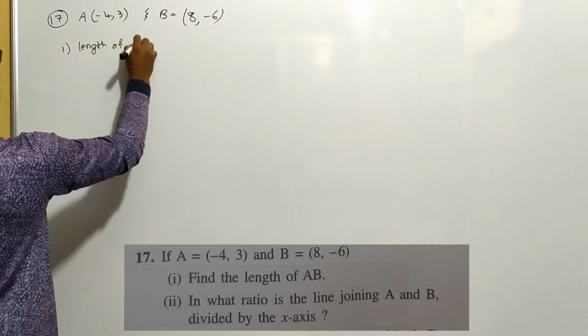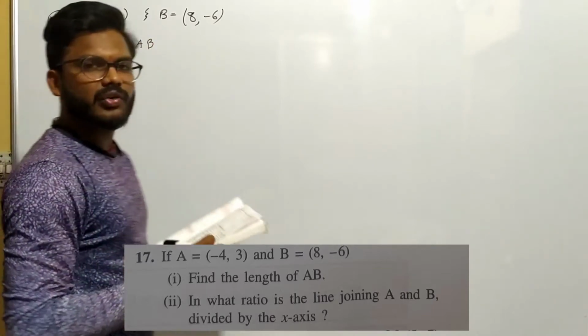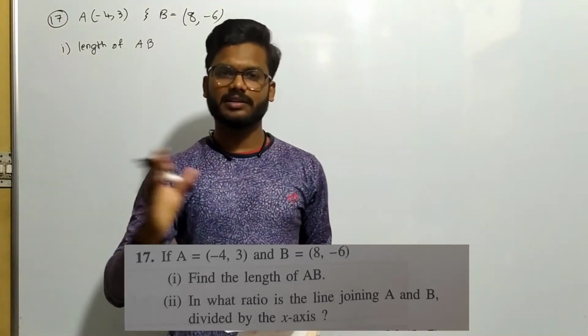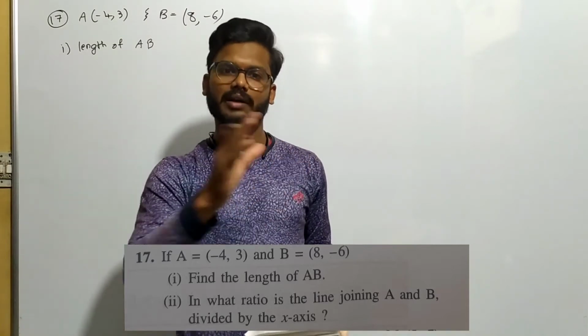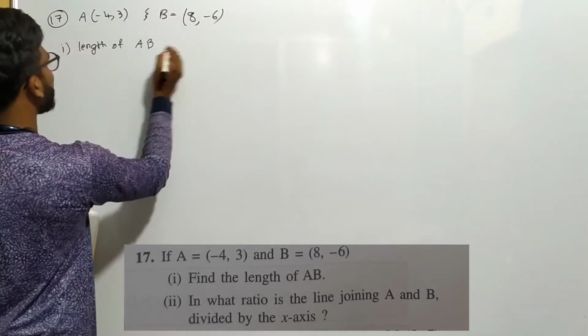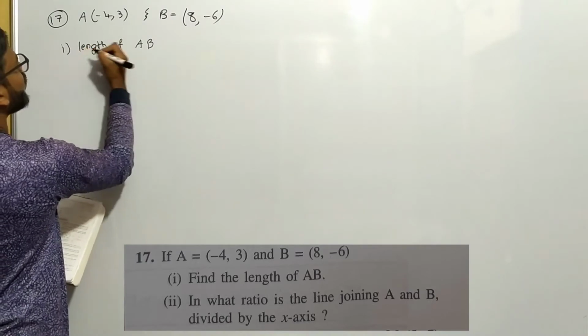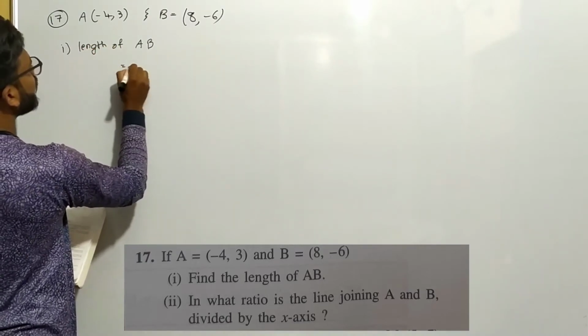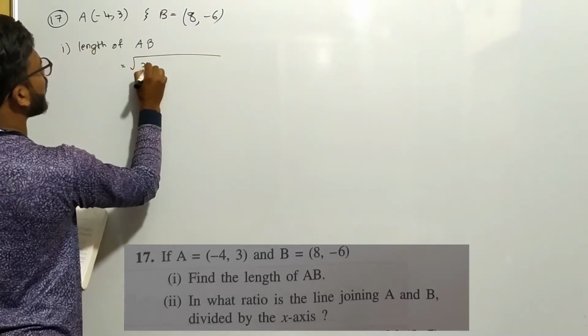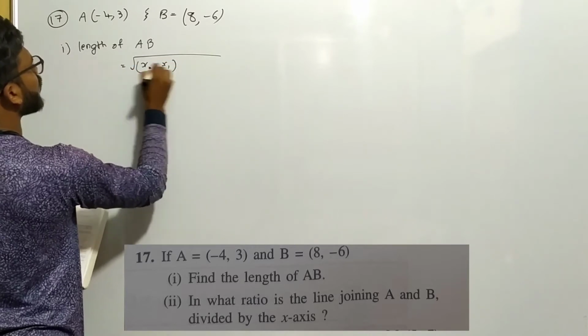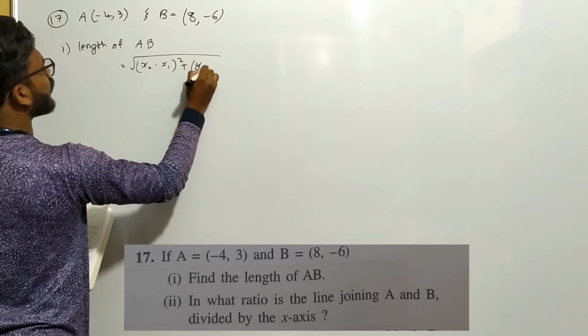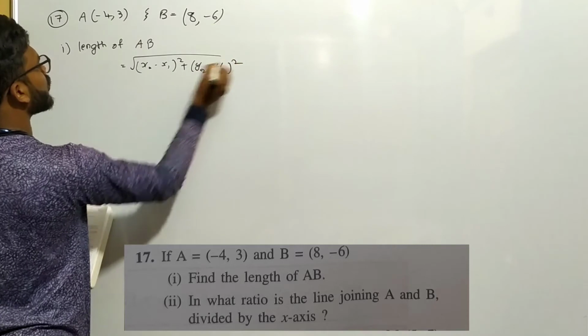Length of AB. You have to find the length. Which formula do you have to use? Distance formula. Length is nothing but distance. So the distance between AB is nothing but root over x2 minus x1 whole square plus y2 minus y1 whole square.